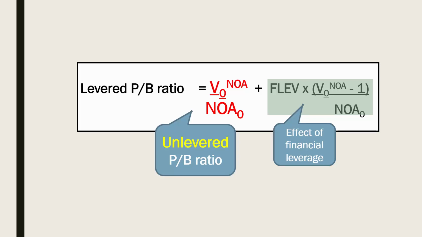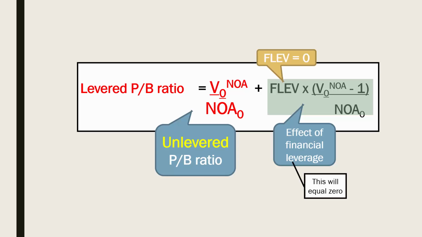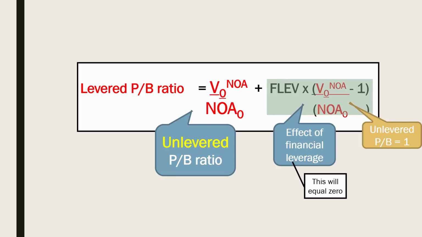If we think a firm's financial leverage does not affect value to equity investors, then a firm's unlevered price-to-book ratio will give a clearer indication of the relationship between market and book values for a firm than will its levered price-to-book ratio. A firm's levered price-to-book ratio will equal its unlevered price-to-book ratio when it has no financial leverage, that is, financial leverage equals 0, or where its unlevered price-to-book ratio equals 1.